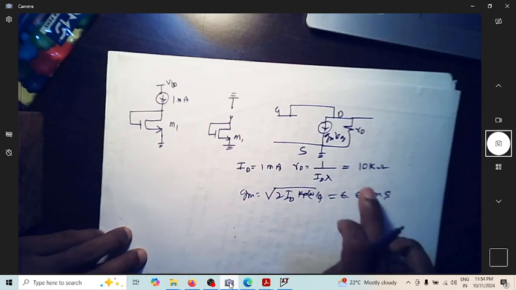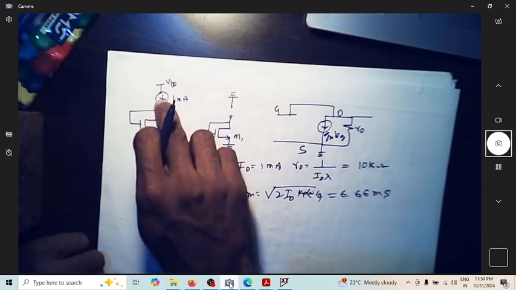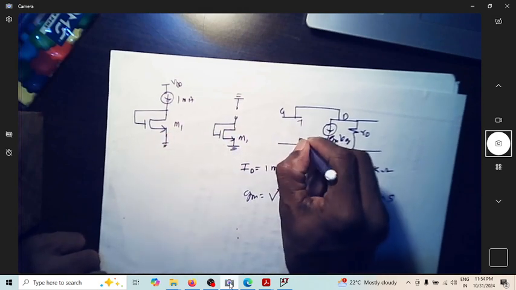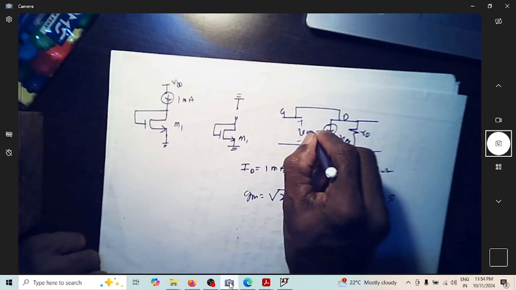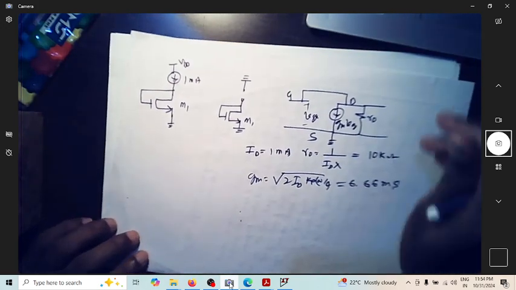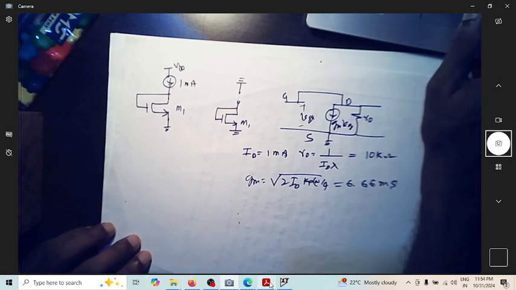So R0 is 10K, GM is so and so. There is no RD given here. So this is the small signal model of this circuit, with plus minus VGS. It is as simple as this. And let us move on to the next one.